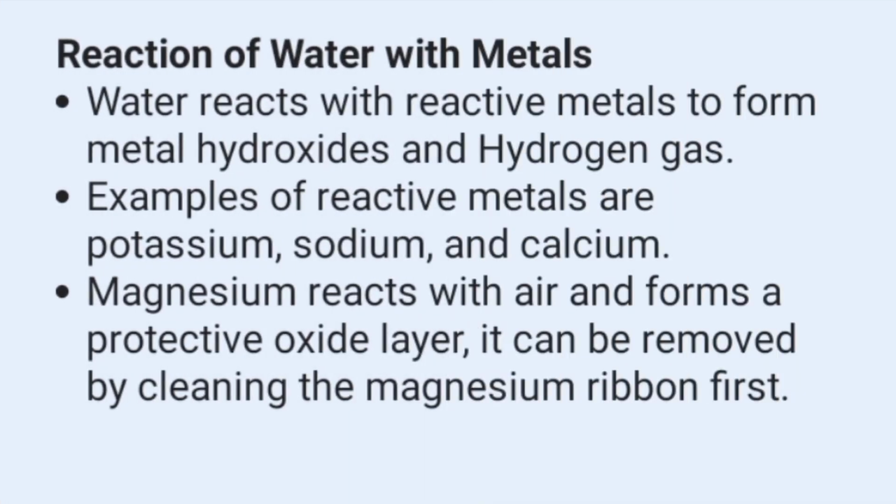Now let us talk about reaction of water with metals. Water reacts with reactive metals to form metal hydroxides and hydrogen gas. Examples of reactive metals are potassium, sodium, and calcium. Magnesium reacts with air to form a protective oxide layer, which prevents it from reacting with water. Therefore, it is important to remove it before reacting magnesium with water. It can be removed by cleaning the magnesium ribbon using a knife edge or a sandpaper or a steel wool.